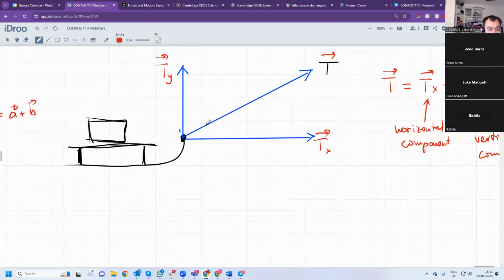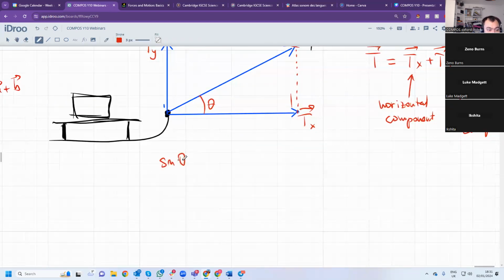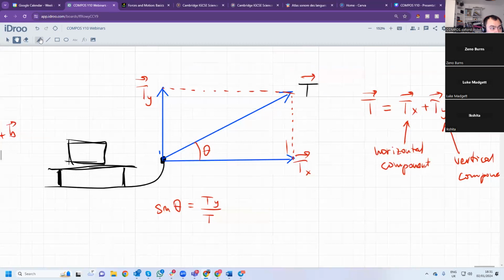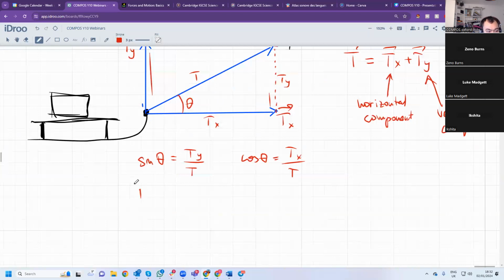If this angle is theta, then you can use trigonometry and you can see that this is a right angle triangle, and sine theta is equal to Ty divided by T, because this is Ty, because it's the same thing as this, and this is T, and this is Tx, so cos theta is Tx over T. So from here, you can work out that Ty is equal to T sine theta, and Tx is T cos theta.